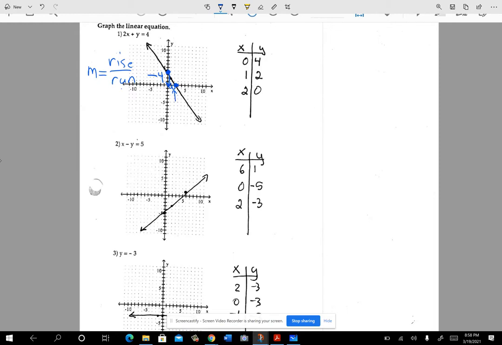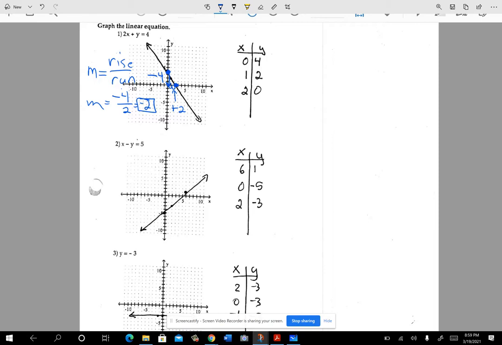So this right here would be to the right 2. And the rise over the run turns out to be negative 2. That's going to be the slope. Okay. So slope is a number and it's associated with the line, and it's supposed to indicate to you whether the line is going up or going down. And it's also supposed to give you a sense of how steep or flat the line is.